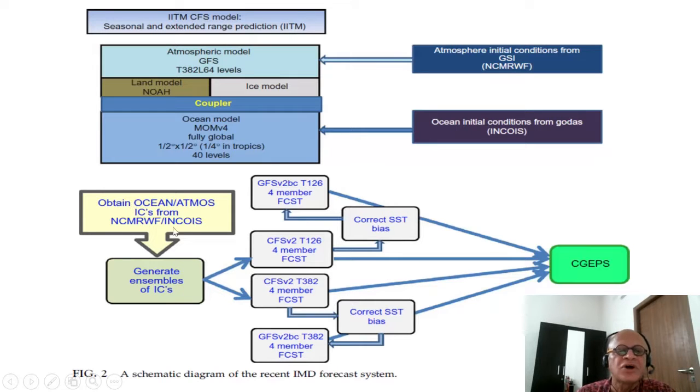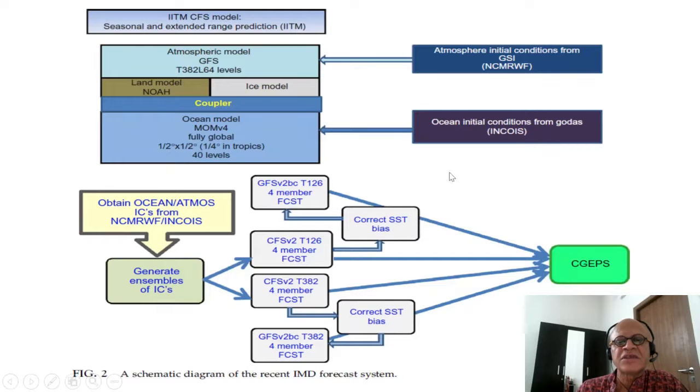So here are the various things. They obtain ocean and atmosphere initial conditions from these centers, generate ensemble initial conditions, and do various realizations of 4 members with T126, where SST bias is corrected, and then another 4 members are done with T382, again with corrected bias, and then another 4 ensemble members, and a kind of multi-model ensemble is done for this ensemble prediction system, the coupled global ensemble prediction system. So it's a fairly sophisticated system.